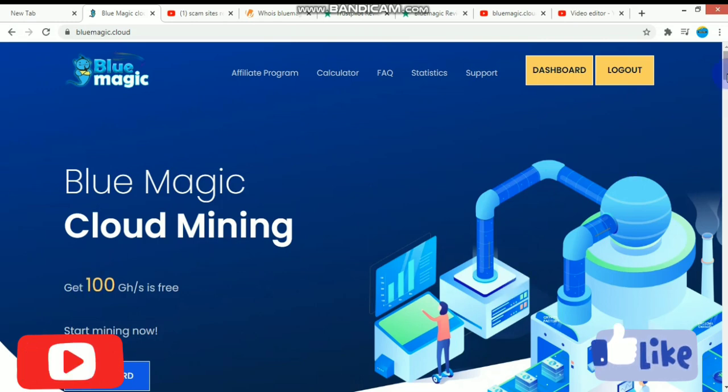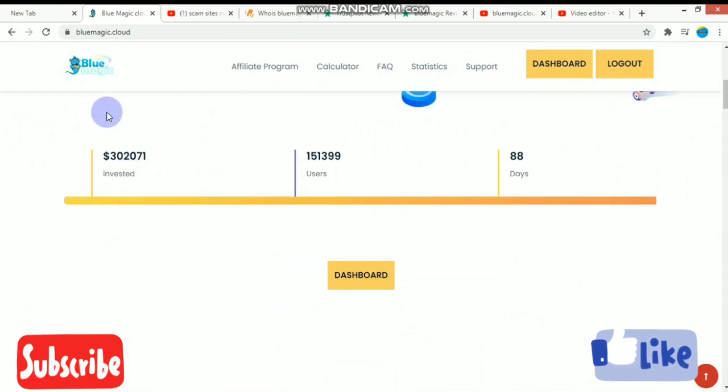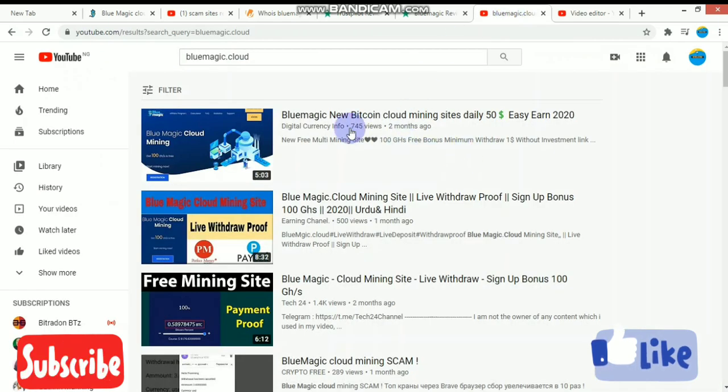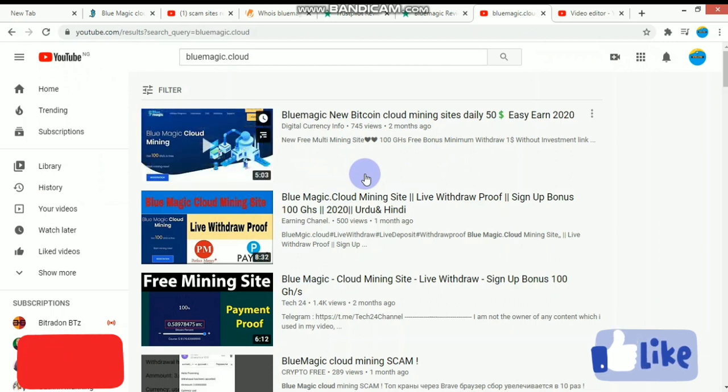So quickly about the site, this is the total investment on this site for the past 88 days, guys. That is, this site has been here for 88 days, and this is the total amount of users. I went on YouTube and searched for this site, and I saw that many videos are not giving you guys updated info.